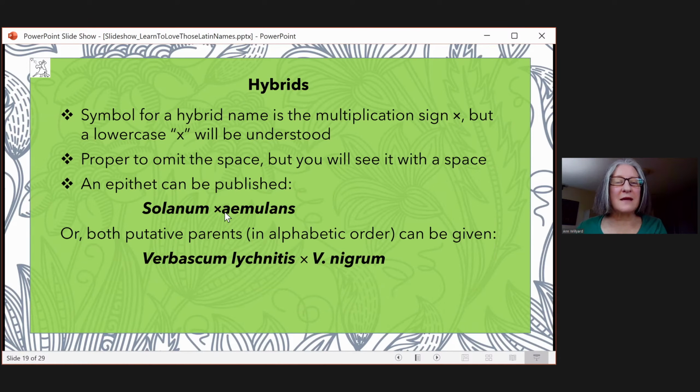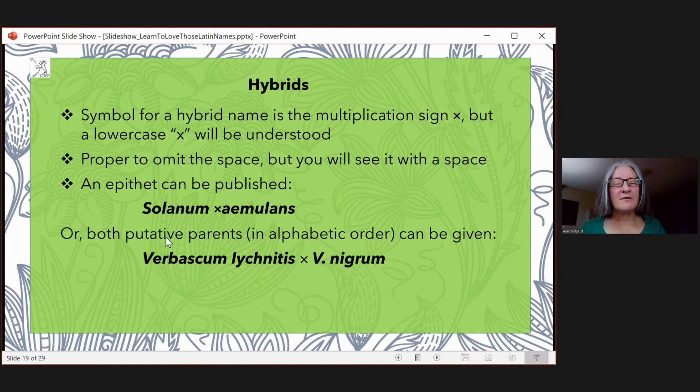And the same thing is true of hybrids. So Solanum ×amulans, it's a multiplication sign and no space. And you'll see it with a space. I don't think anyone cares, or few people care. What happens when it's published with an epithet like amulans is that the author of that species thought it was stable and important and recognizable enough to deserve its own name. It makes it easier to talk about.